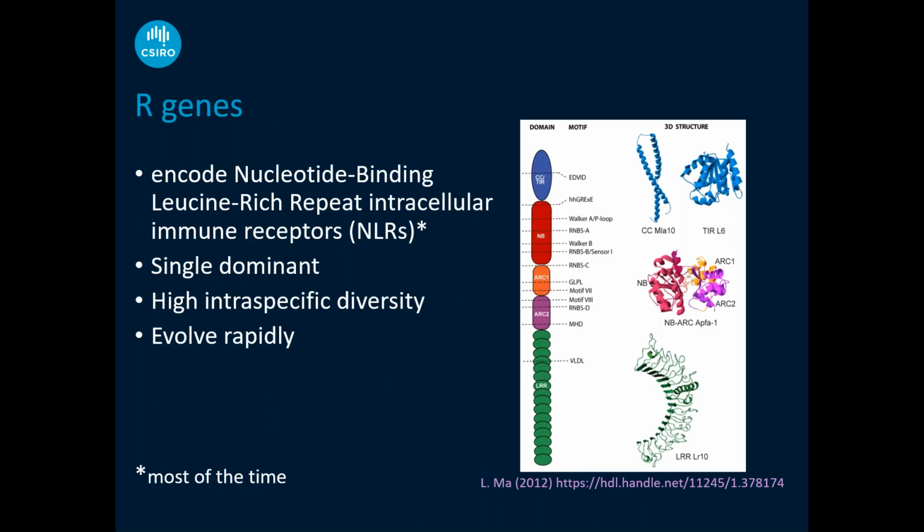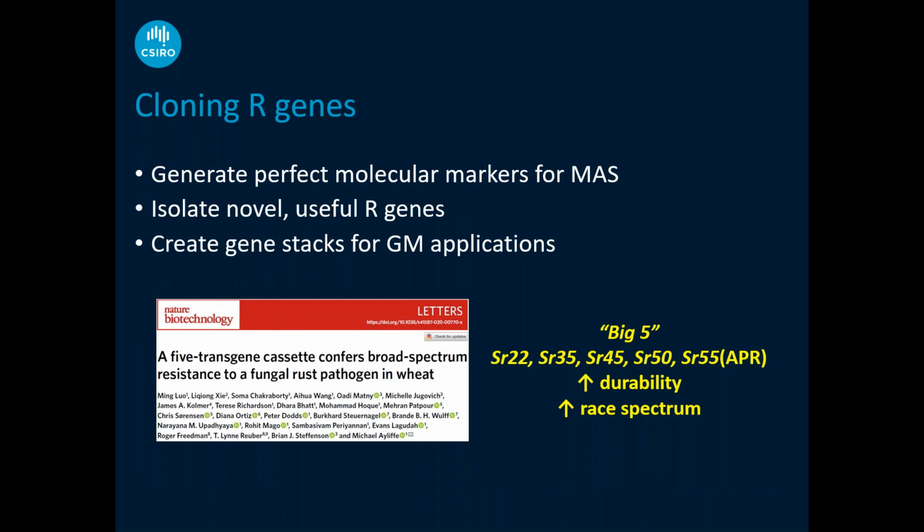So R genes usually encode nucleotide binding leucine-rich receptors, or NLRs. In wheat, they are usually a single dominant locus. They have high intraspecific diversity and they evolve rapidly. So it's very important to clone R genes to generate perfect molecular markers for marker-assisted selection and resistance breeding, and also discover novel R genes which can be used in agriculture.